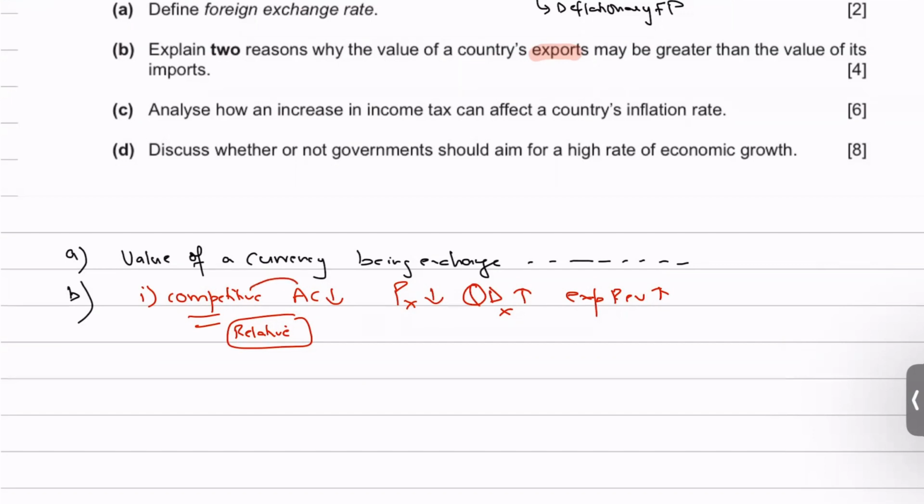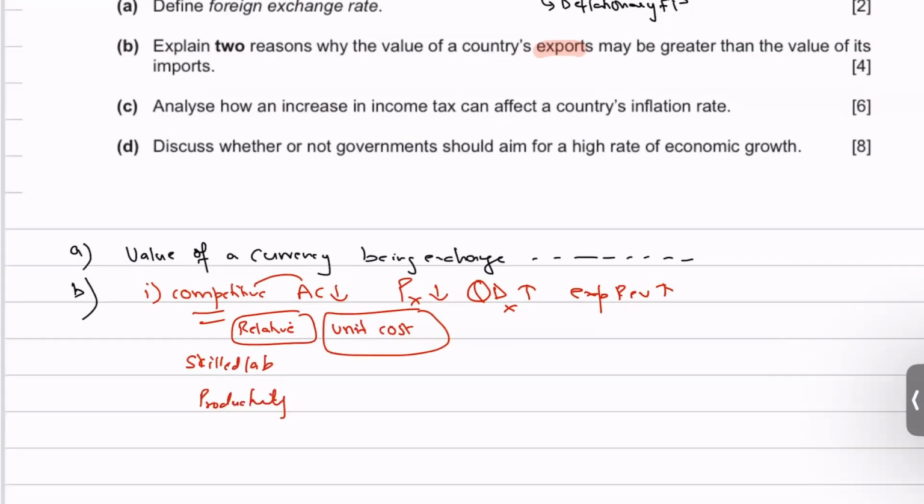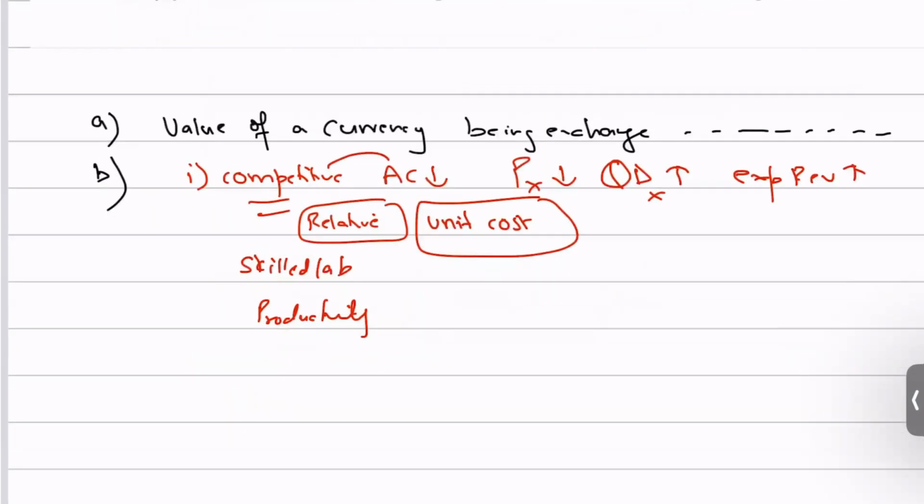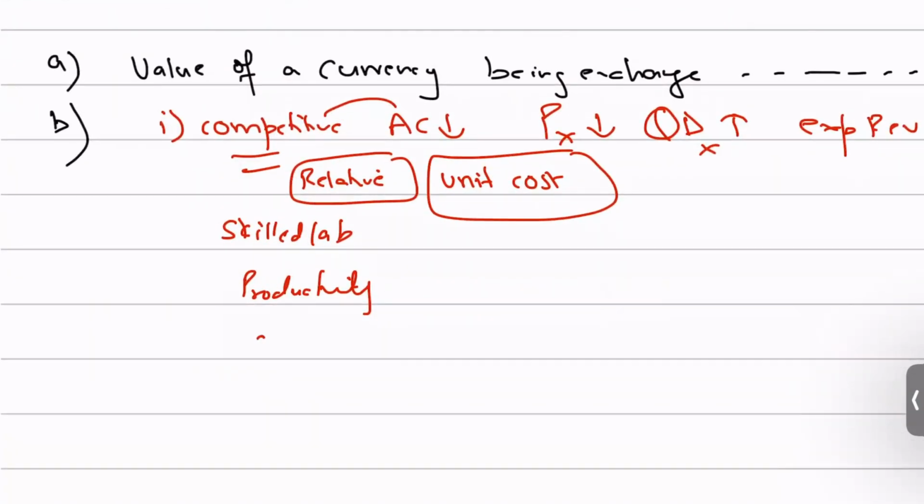because their average cost of production is going down. That average cost of production stands for unit cost of production. So the unit cost of production is going down, its cost per unit of output is going down. And that could be because of skilled labor, that could be because of a rise in productivity in the economy. I mean, the productivity of the export industry might be going up. There might be more skilled labor in the economy. There might be more capital intensive methods of production that will definitely result in higher productivity.